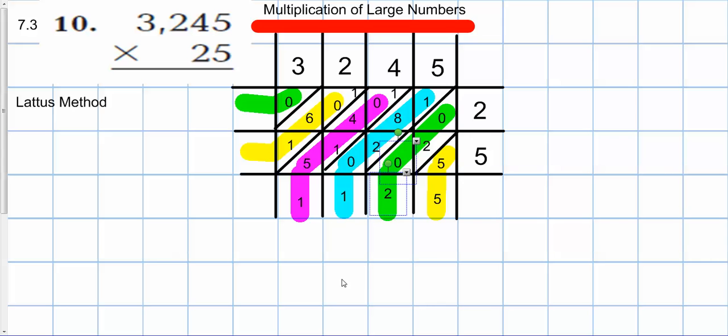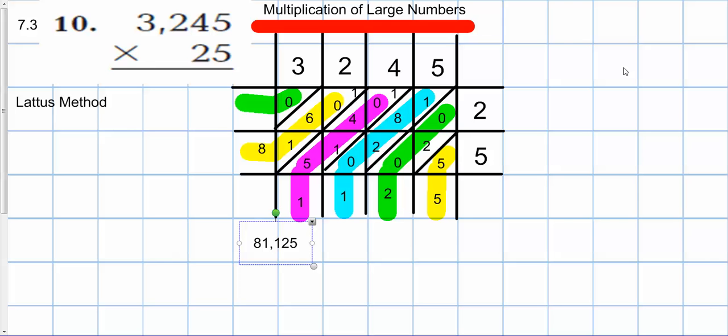So 1 plus 0 is 1, plus 6 more is 7, 8. So there's 8. And then I'm finished. So now I have to rewrite it. So I've got 8, 1, 1, 2, 5. Now I'm going to go back, put my comma in the correct place. So my answer is 81,125. So that is multiplication of large numbers using the lattice strategy.